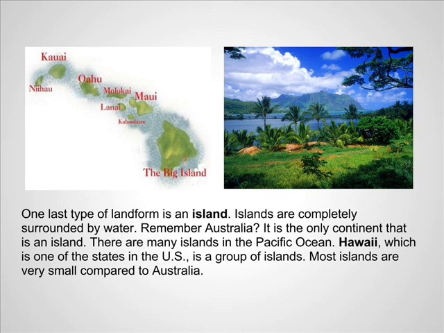One last type of landform is an island. Islands are completely surrounded by water. Remember Australia? It is the only continent that is an island. There are many islands in the Pacific Ocean. Hawaii, which is one of the states in the US, is a group of islands. Most islands are very small compared to Australia.